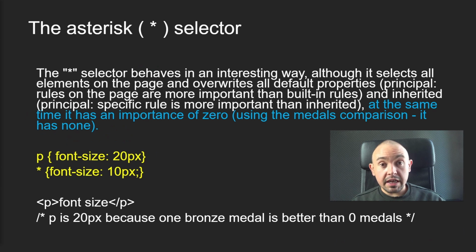The asterisk selector behaves in an interesting way. Although it selects all the elements on the page and overrides all default properties and inherited properties, at the same time it has an importance of 0. Using the medal classification, it has no medal, so it might be overwritten by just 1 bronze medal, as you can see on this slide. Although the asterisk comes after, the p tag is more important as it has 1 bronze medal.